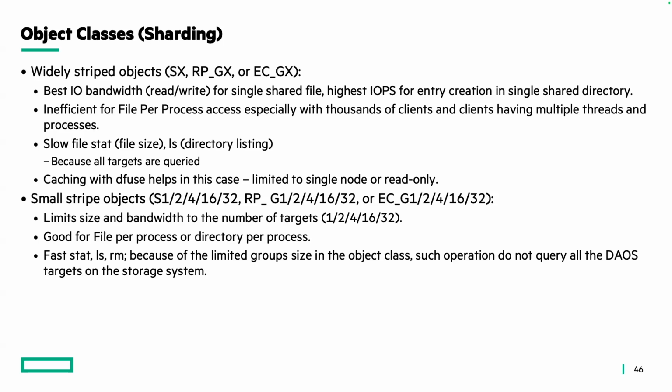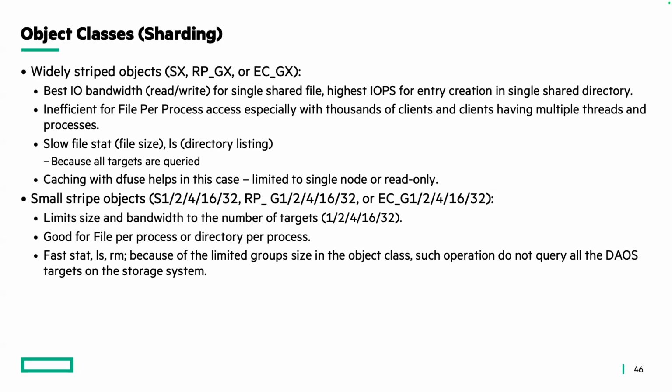In that case, you don't need a lot of bandwidth per file, right? You want more IOPS or more metadata performance, but because you have a lot of files, you get the bandwidth, because it's not a setting for all files, it's per file, right? And that gives you faster stat, ls, and remove, because in that case your stripes are small and not as large. So there are pros and cons to each.